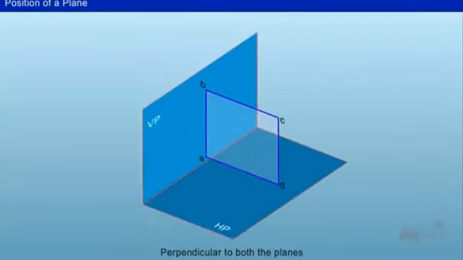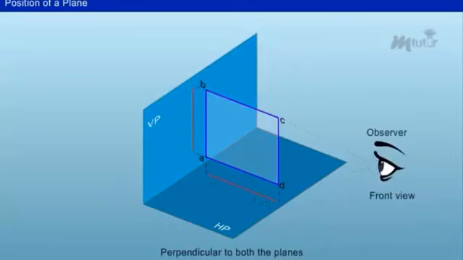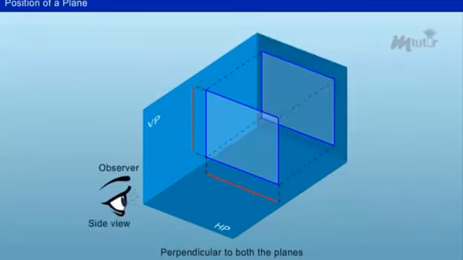Perpendicular to both the planes. When the plane is perpendicular to both the vertical and horizontal planes, the front and top views will have only the straight line. In this case, the side view only shows its original position.